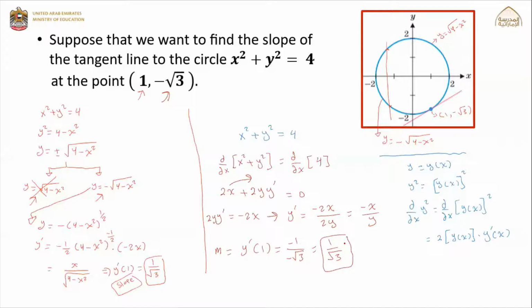As you see, the result is the same. If you write y as a function of x explicitly, or find the derivative of both sides using the chain rule to find the derivative of y, you will find the same result. The second method, this method here, we name implicit differentiation.